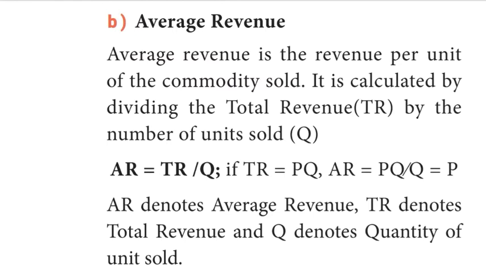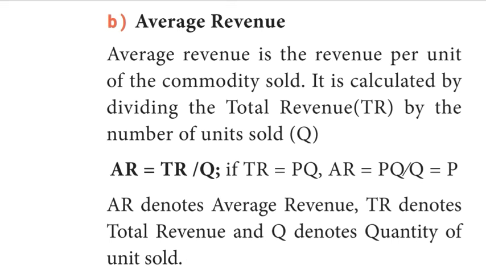Next, average revenue. Average revenue is the revenue per unit of the commodity sold. It is calculated by dividing the total revenue by the number of units sold. Here, average revenue is the revenue per unit of the commodity sold. It is calculated by dividing the total revenue TR by the number of units sold Q.